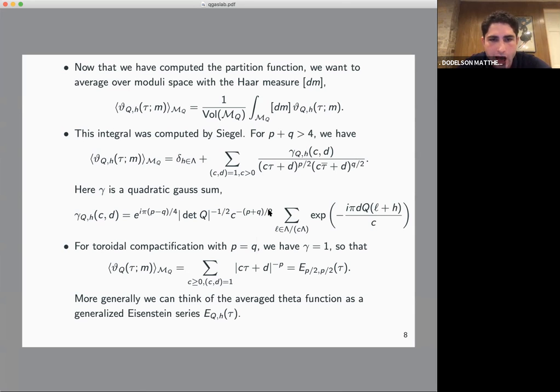So first, let's see what happens in the case where we have p equals q. So this is toroidal compactification, and also a self-dual lattice. For this case, these gammas are 1, so that the average theta function is equal to just the ordinary Eisenstein series, E p over 2, p over 2. So this is a non-holomorphic Eisenstein series, as opposed to the holomorphic Eisenstein series that might be familiar. But this was the case that was considered in the average partition function of the compact boson. But more generally, we can think of this average theta function as a generalized Eisenstein series E Q comma H.